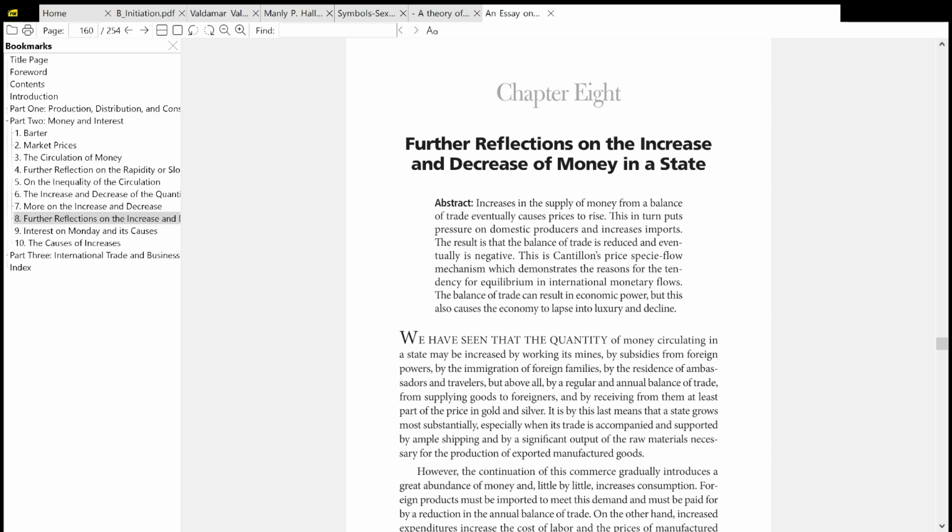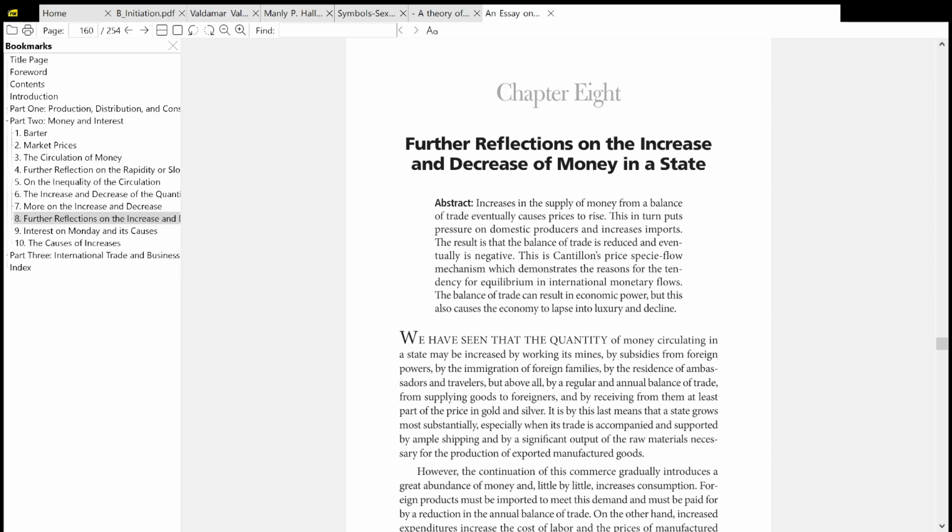We have seen that the quantity of money circulating in a state may be increased by working its mines, by subsidies from foreign powers, by the immigration of foreign families, by the residence of ambassadors and travelers, but above all, by a regular and annual balance of trade, from supplying goods to foreigners, and by receiving from them at least part of the price in gold and silver.